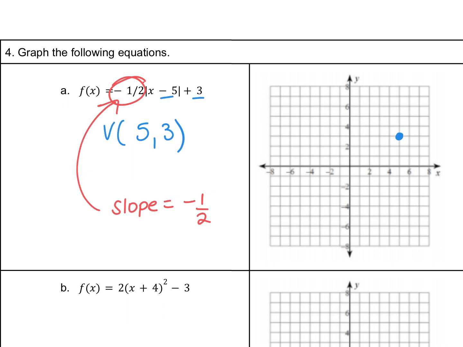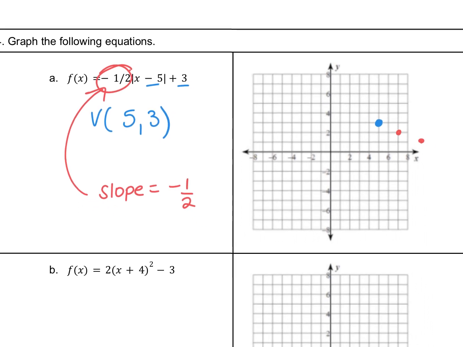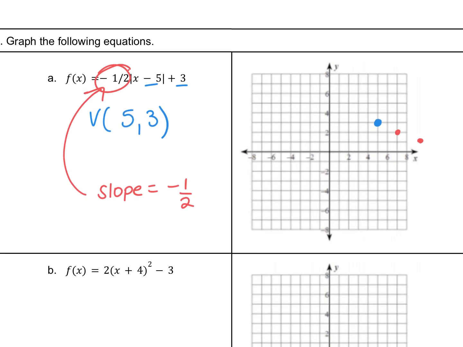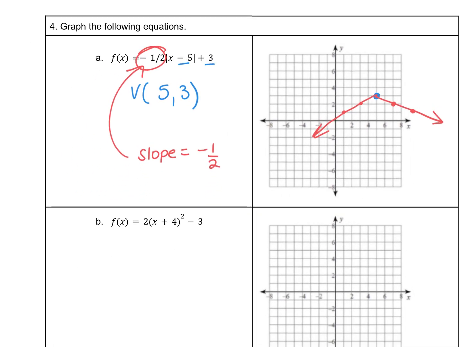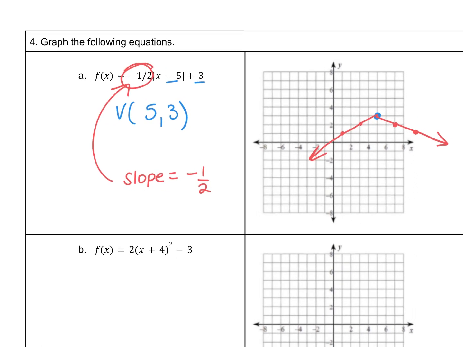So if I go from that vertex point, I go down 1, right 2, down 1, right 2. I'm going off the graph a little bit, but that's okay. And then I can reflect those points as well. So I would go down 1, left 2, down 1, left 2, and then draw my graph. So that's how we graph an absolute value function. You don't have to do any of the blanks, you just have to graph it.